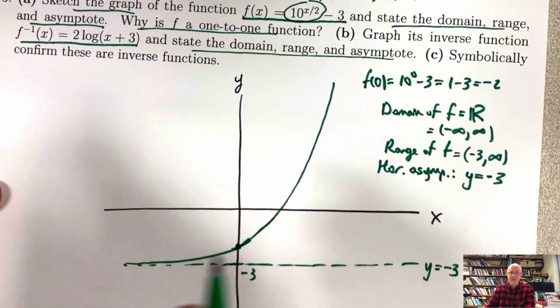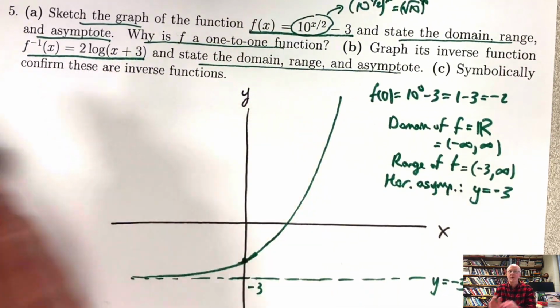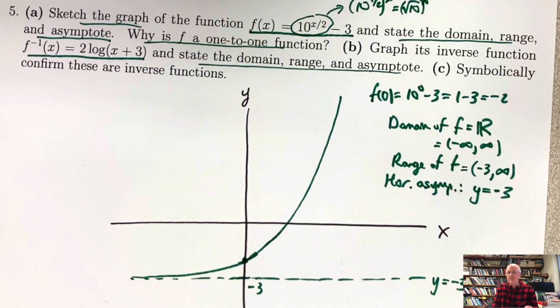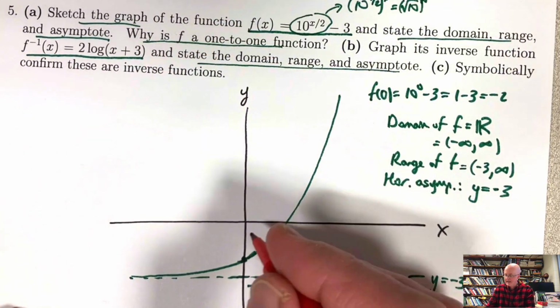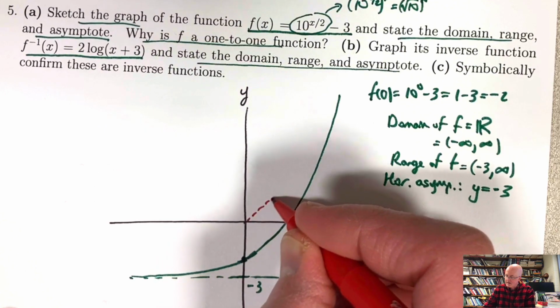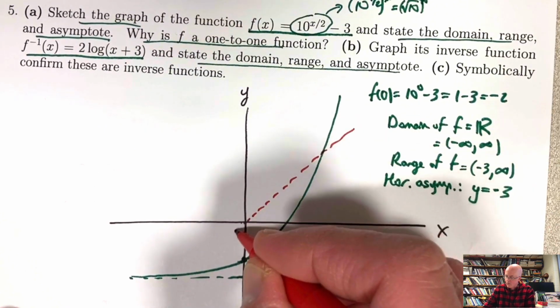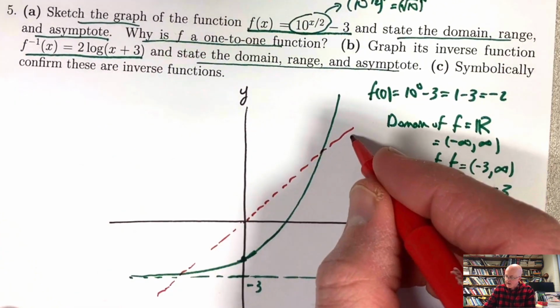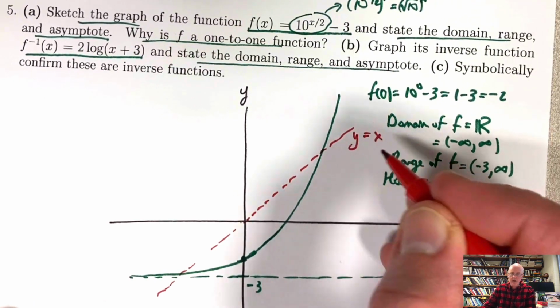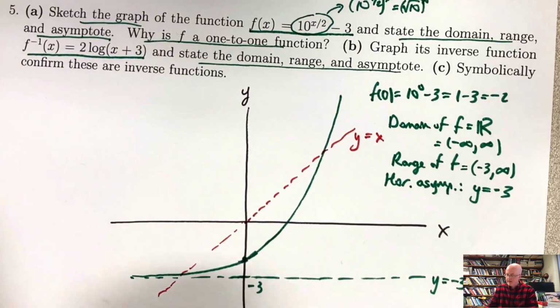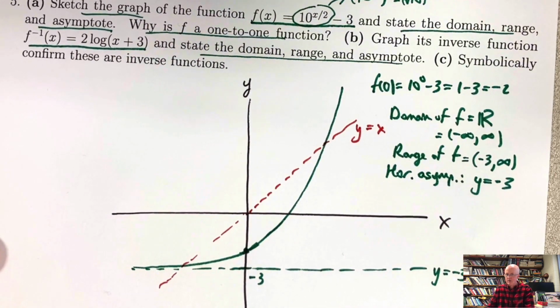All right, we're claiming this is the inverse function. Without confirming that symbolically yet, what would its graph look like? I have to take this graph and reflect it across the line y equals x to get the graph of the inverse function. That's y equals x there. Let's make the inverse function blue. Again, it's tricky to do.